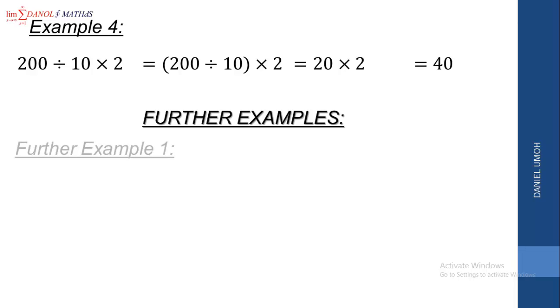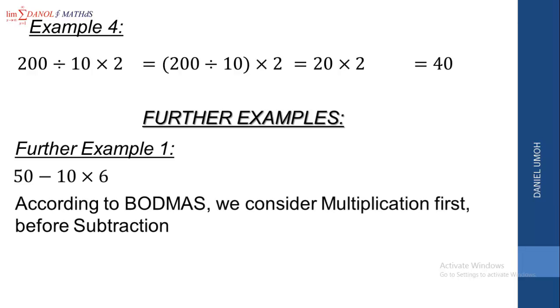Now, further example 1. Look at this very carefully. We have 50 minus 10 times 6. This one involves minus and multiplication, so it's a mixed operation here. Now, according to our rule of BODMAS, it says we consider multiplication first before subtraction, because the problem involves subtraction and multiplication. So we need to consider the multiplication first before subtraction.